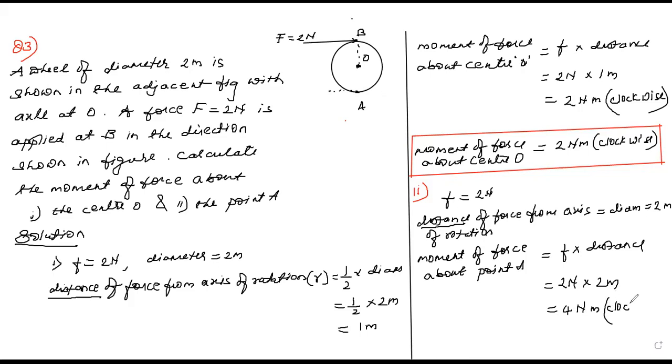It has turned clockwise. Are you getting me? So I put it in a bracket. So here, the answer: moment of force about point A is equal to, what will it be, beta? 4 Newton meter clockwise. Clockwise. Are you getting me here? You'd better put it inside a bracket.